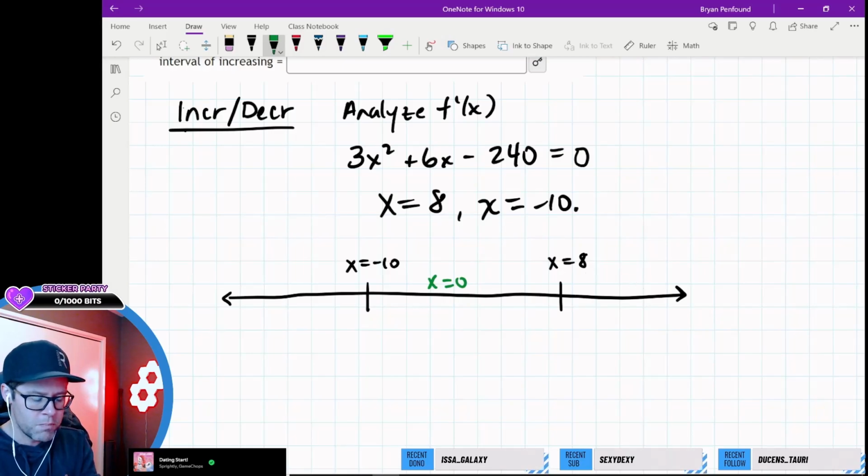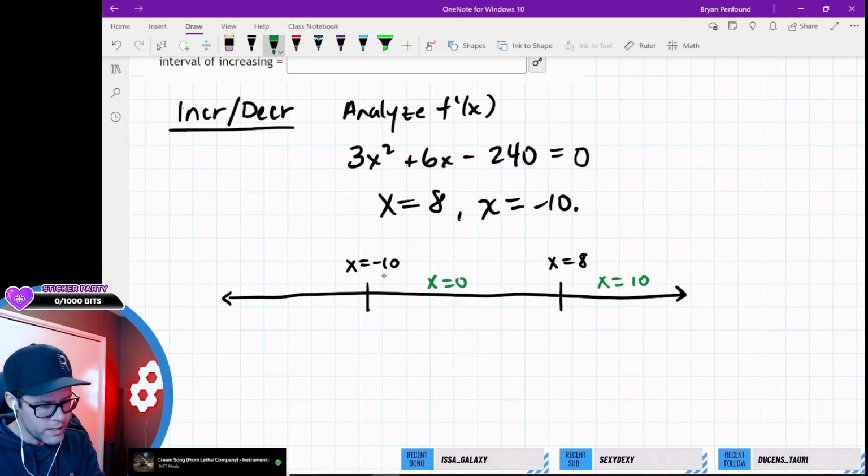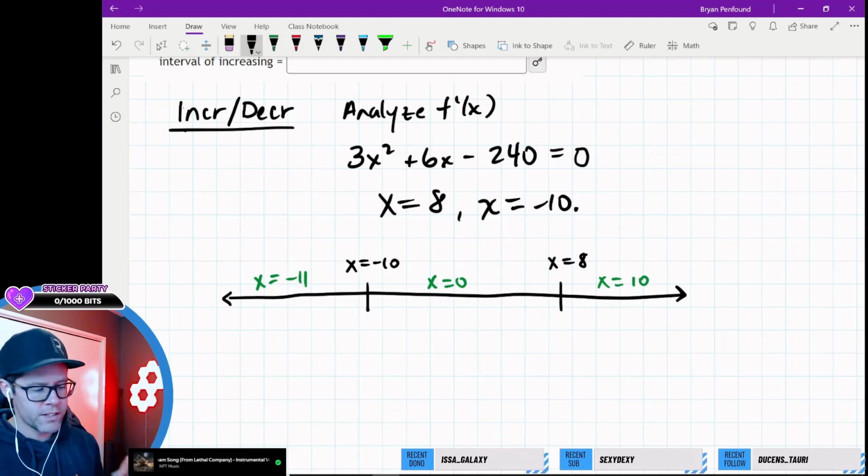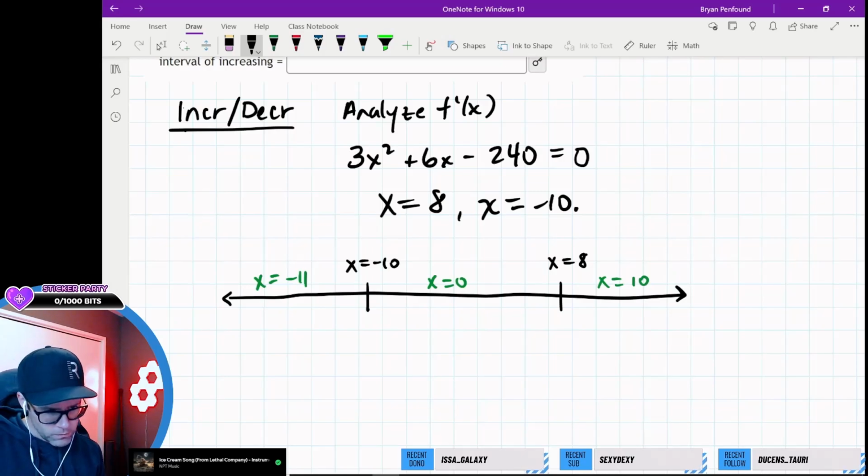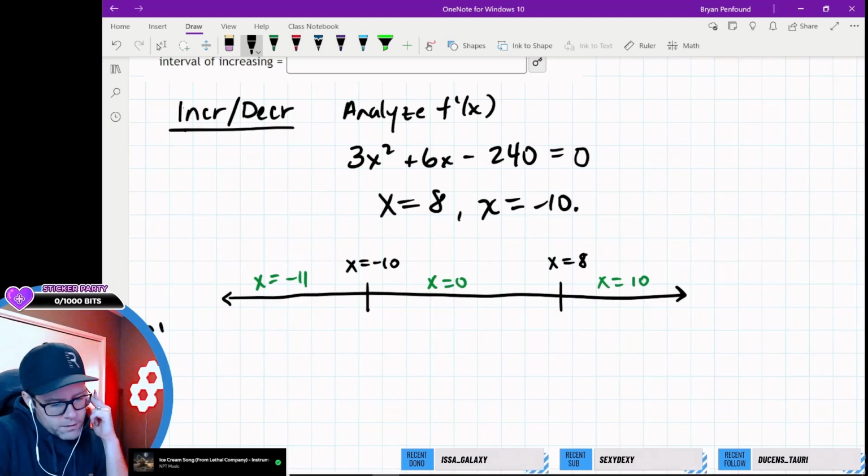I'm just picking some x value inside the intervals. I need something that's bigger than 8, so 9 or 10. 10 is usually easy to work with. And then I need something a little bit less than negative 10, so maybe we'll take negative 11. It doesn't really matter what values I pick as long as they're in the section of the number line that I want to work with. Now, we're going to be evaluating at the particular value, and then getting a sense of what's happening.